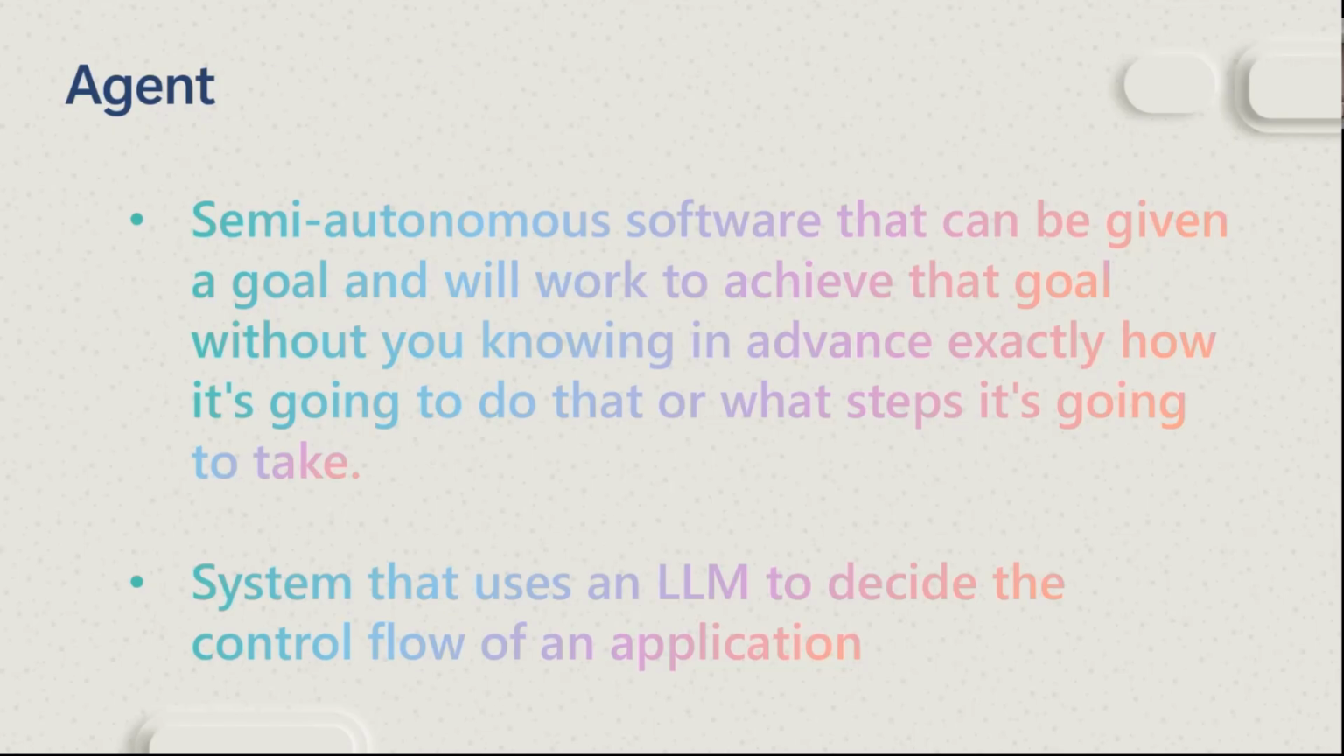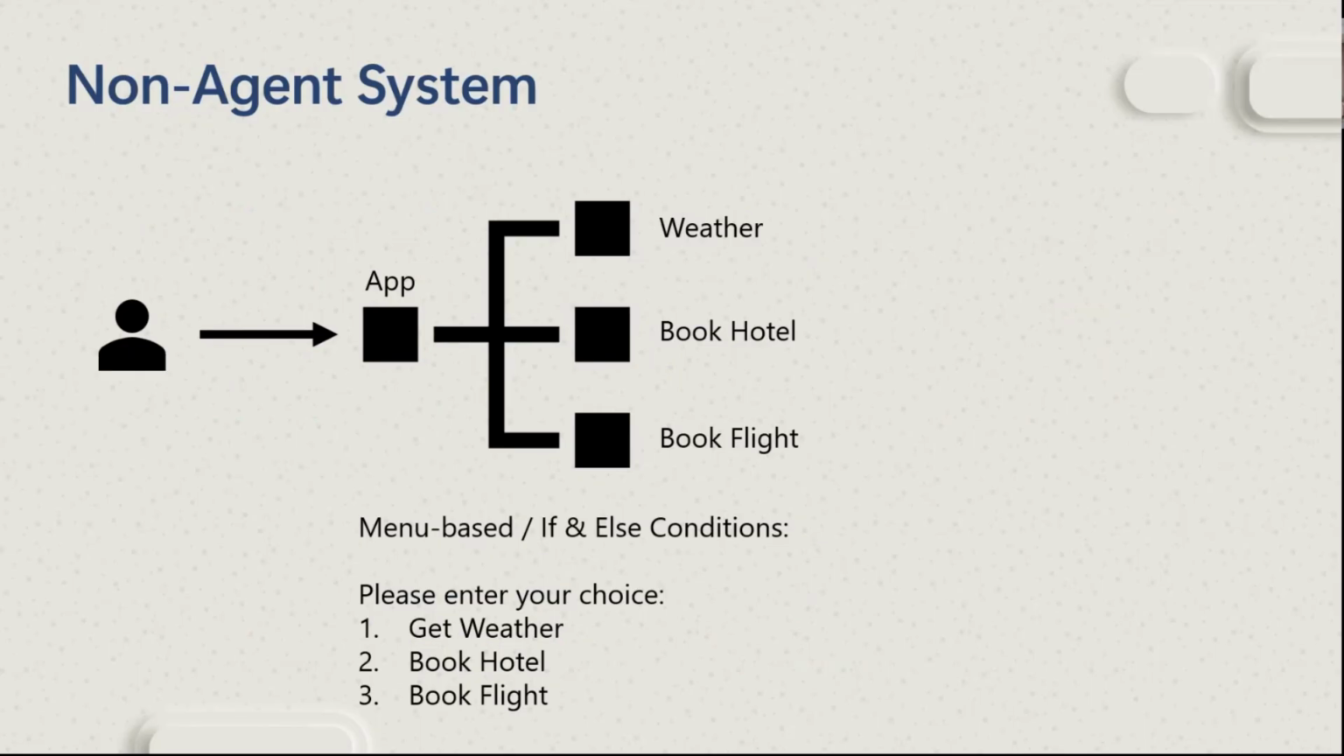So what do we mean by this? Let's talk about how we actually programmed back in the day. I hope that you have seen, or if you may not have coded an application before, you probably understand what your experience would look like back then. So you have a user. Let me just get my laser pointer here. You have a user accessing an application, and in that application, you'll see a menu-based system. The application can provide the weather, can book hotels, can book a flight.